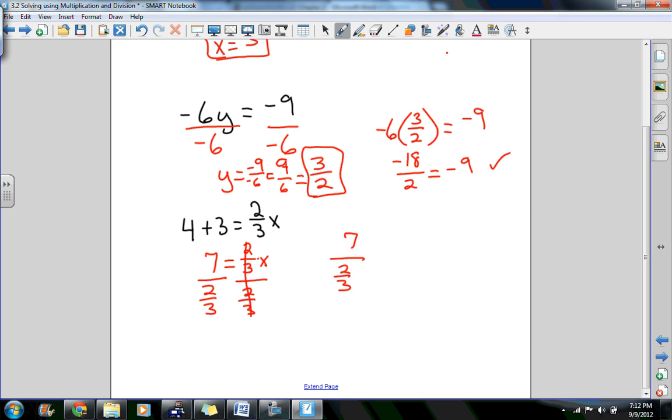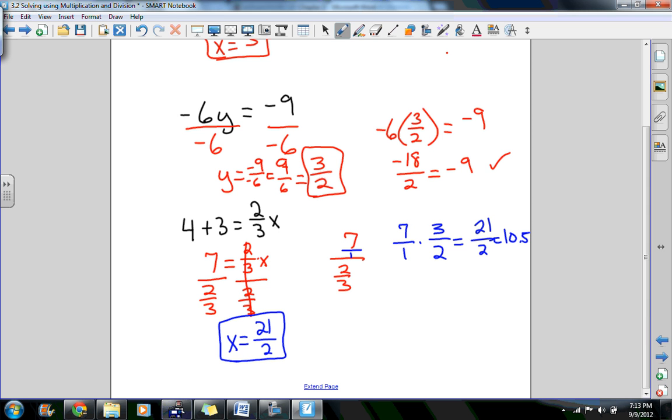I need the 7 to be a fraction. So I'm going to turn it into 7 over 1. And I'm going to flip the second fraction to turn it into a multiplication problem. Times, I put the 3 on the top, over 2. And now I just multiply. So I get 21 halves, or 10.5. I'm going to leave it as a fraction. I always start with a fraction, I end with a fraction. So x equals 21 over 2.